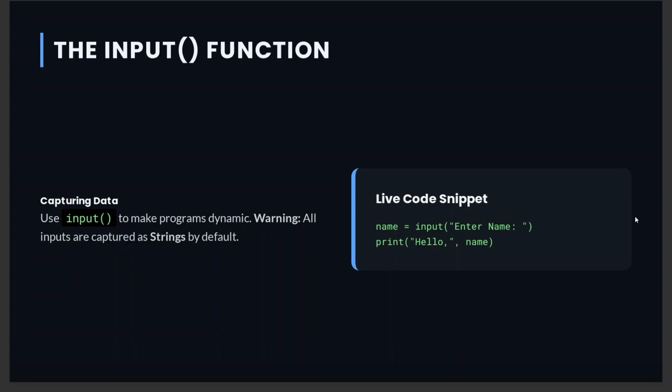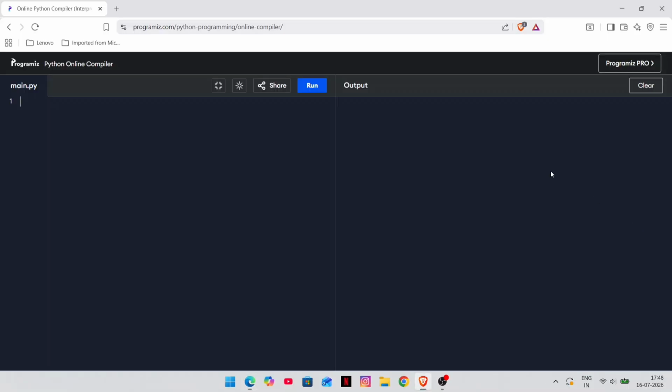Static programs are boring. To make our application dynamic, we need to accept data from the person using our software. Python gives us a clean way to do this using the input function. Let's write a quick program to ask a user for their details. So guys, my VS Code is not working right now, so I'm going to use the online Python compiler. You can also use this, but in VS Code you can save your programs so that later on you can revise them.